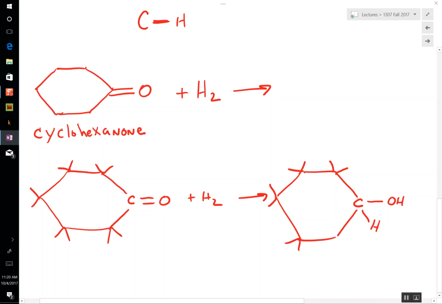There's nothing coming off of here. There's 1, 2, 3, 4 bonds. That's it. There's no hydrogen. But you hydrogenate that, you reduce it, and we've got 2 hydrogens down here. And you get this molecule. And what's the name of that molecule? Cyclohexanol.